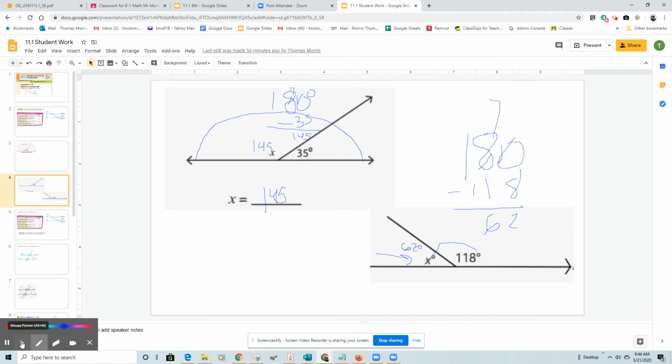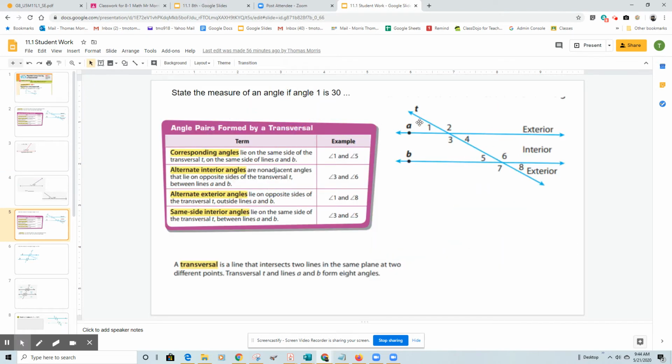Now that we understand that, you guys can go back and we can use that whole idea of back and forth. Take a look right here. If angle 1 is 30 degrees, I'm going to write a 30 right here. What does angle 2 have to equal? It equals 180 minus 30, and once I do that, that equals 150.